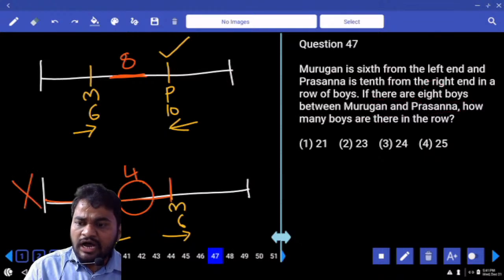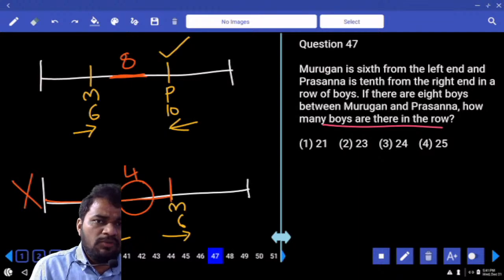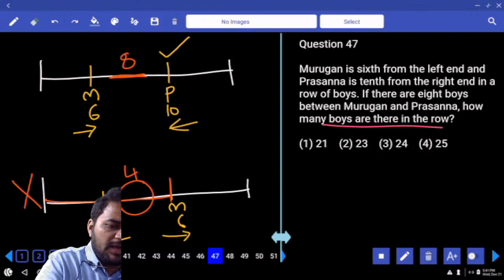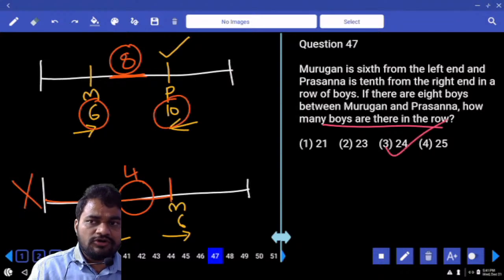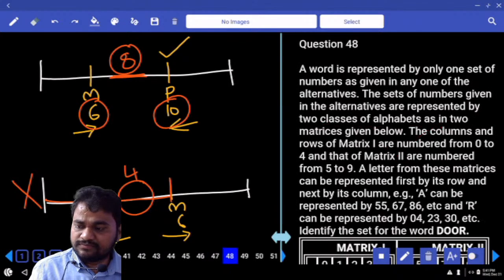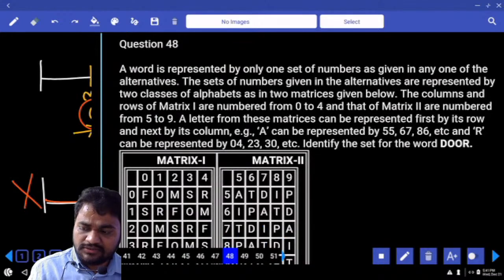Then, how many boys are there in the row? How many means total? So total implies 6 plus 8 plus 10, that is 24. Next, matrix method.